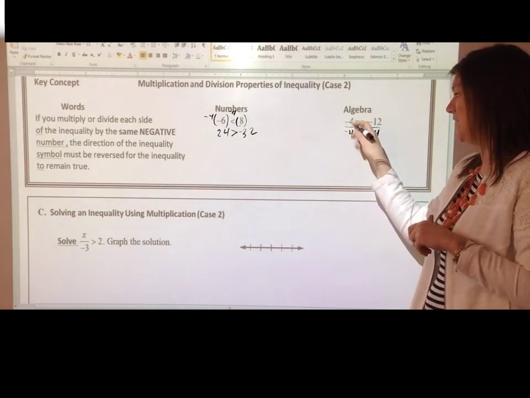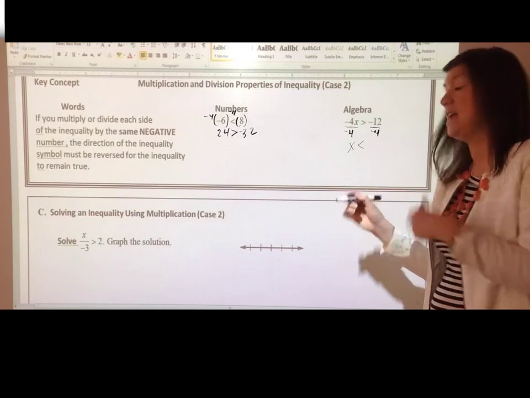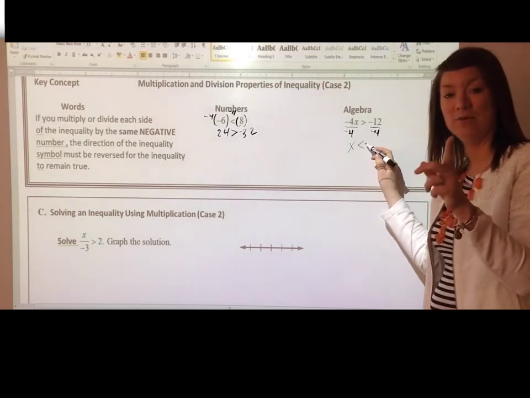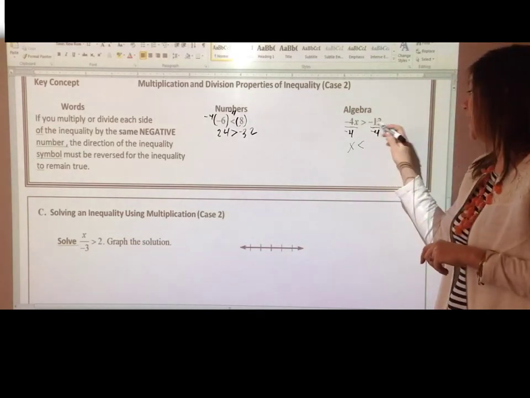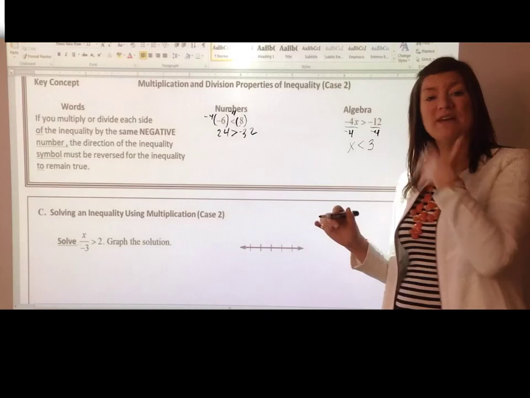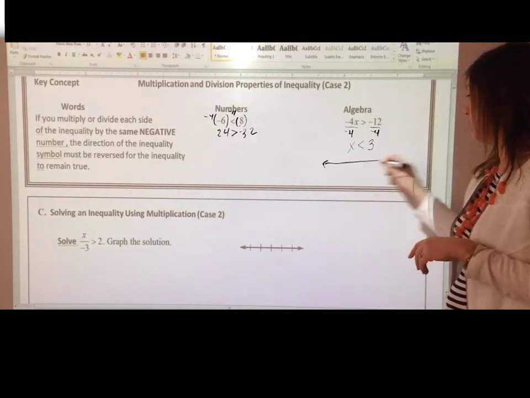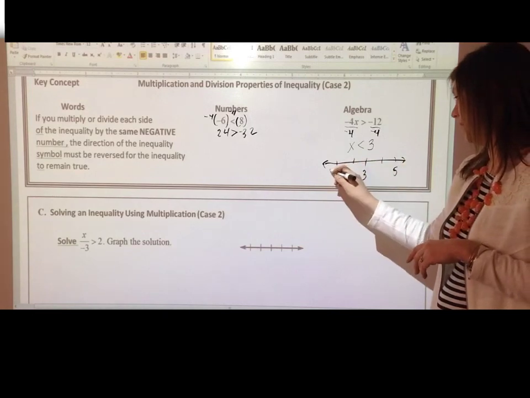Negative 4x divided by negative 4 leaves me a positive 1x. Or we just write x, is less than now. So the left side is now less since I'm dividing by a negative number. And negative 12 divided by negative 4 is positive 3. We have to graph that. So when we graph that inequality, and we have 3 here, I'll just count by ones real quick.